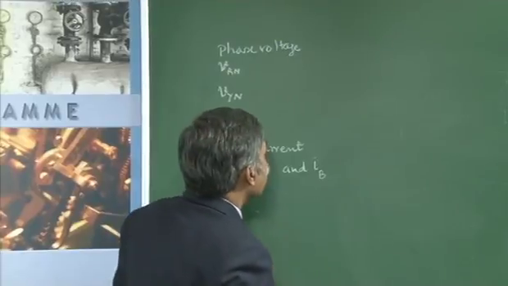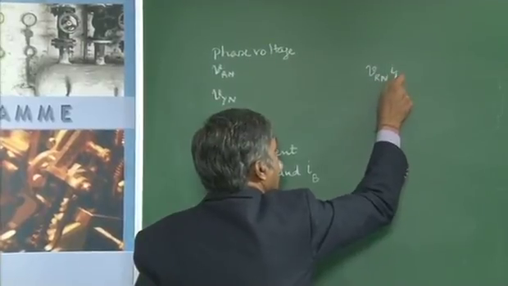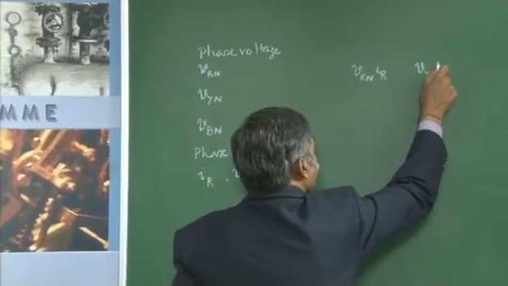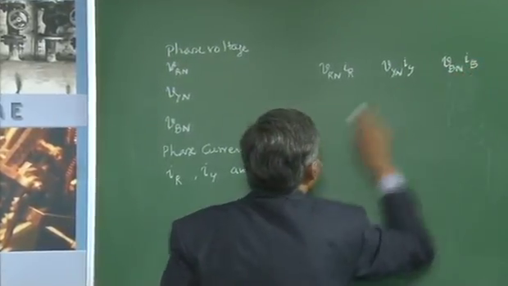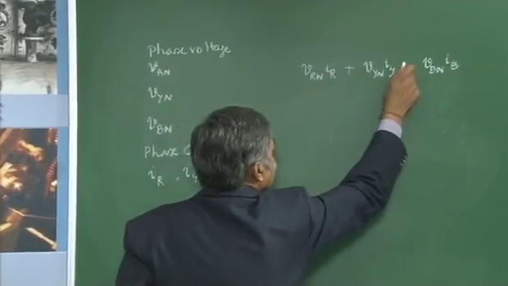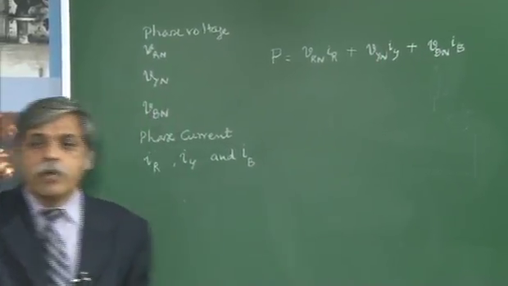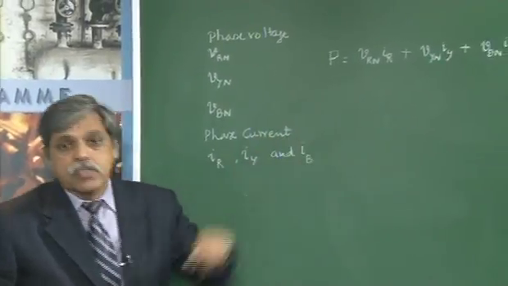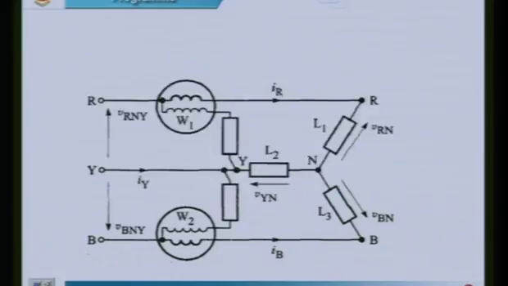Then the instantaneous power in the R phase will be VRN IR, the product of voltage and current. Similarly in the Y phase, VYN into IY, and in the B phase VBN multiplied by IB. Then if I add up all these 3 powers, I will be getting the total power in the system. Let us say we are using 2 wattmeters to measure this power. The circuit diagram for this 2 wattmeter method is like this.